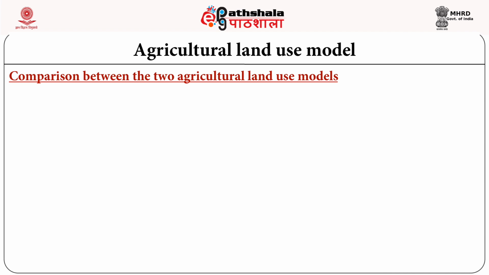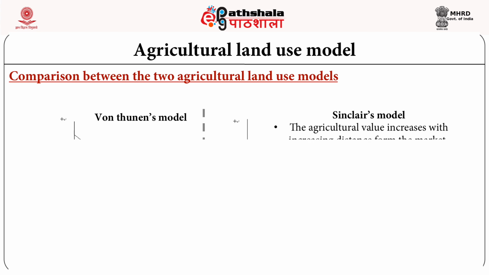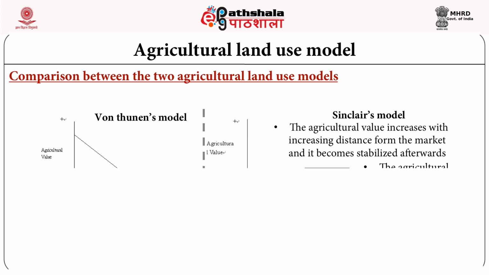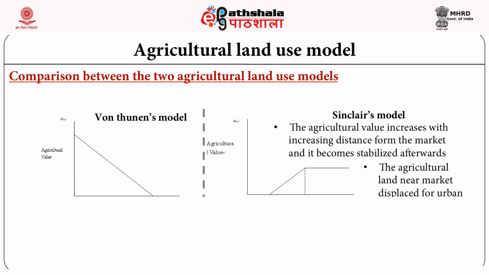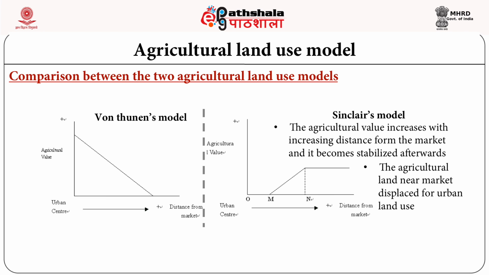Now, when we compare these two agricultural land use models, that is von Thunen's model and Sinclair's model, you can see these two figures. Von Thunen's model says that with distance from the market, that is, with greater distance from the urban center, the agricultural value falls. But in Sinclair's model, you can see a difference, which is that the agricultural value increases with increasing distance from the market, and it becomes stabilized afterwards, and the agricultural land near the market is displaced for urban uses.